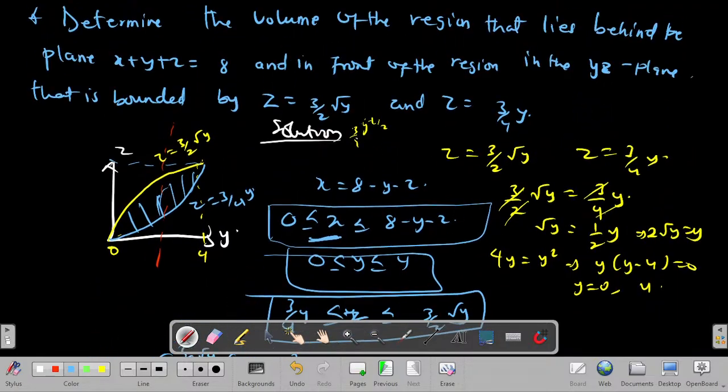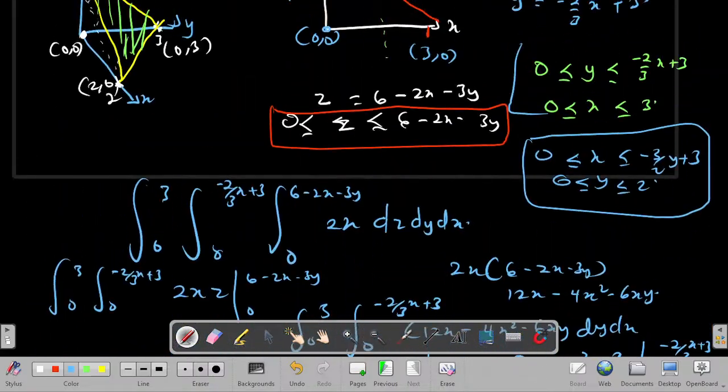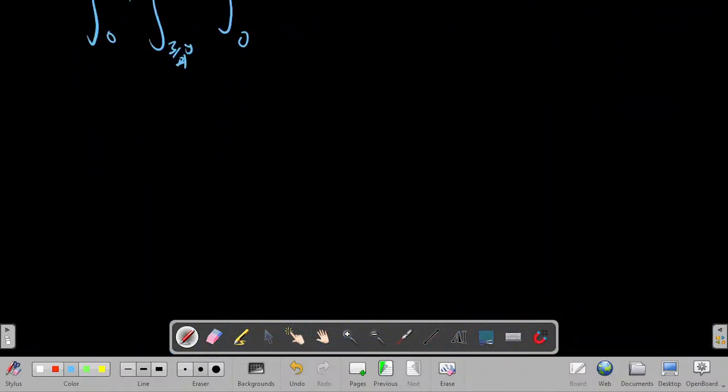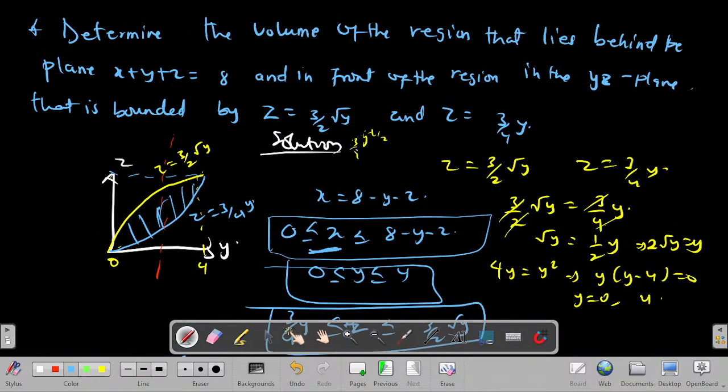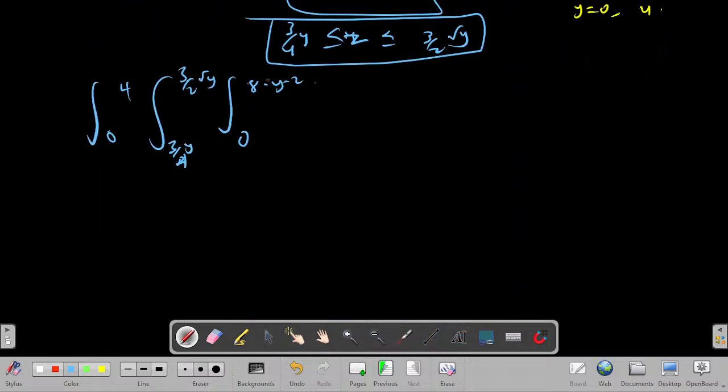Okay, so dx. Remember the volume formula. The volume formula is saying that it's the triple integral over a region E of dV, as simple as that. So here we were asked to determine the volume of the region that lies behind. So here we simply put dV, and dV is obviously going to be equal to what? Our innermost, which is what? dz, dy, dx. Simple as that.